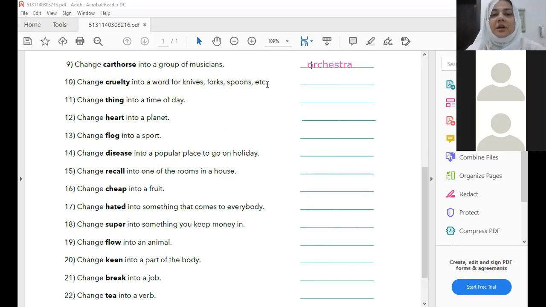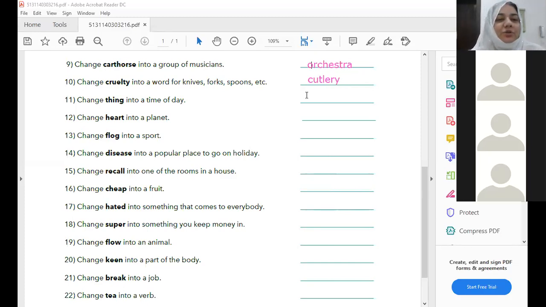In our kitchen, the dishes in which we eat are called crockery, and the knives, forks and spoons are called cutlery. Cutlery comes from cut, because spoons and knives are used to cut the food. So from cut, you will remember forever that cutlery means the spoons, knives and forks. Everything which we use to serve our food is called cutlery, and the dishes in which you serve your food are called crockery. Okay?